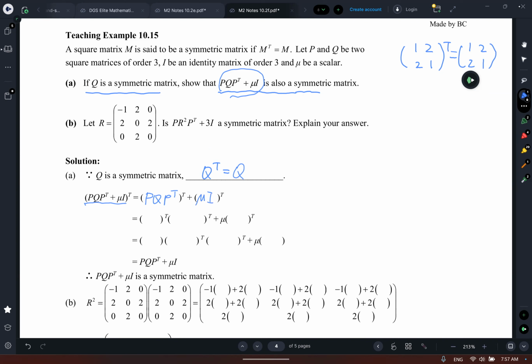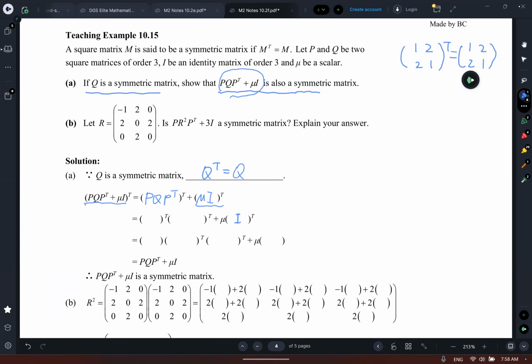The first thing is to split. The second thing, I think we should work on this first. For this one, I will take out mu and then this will be I. Again, I'm using the property. The scalar multiplication can be done later.